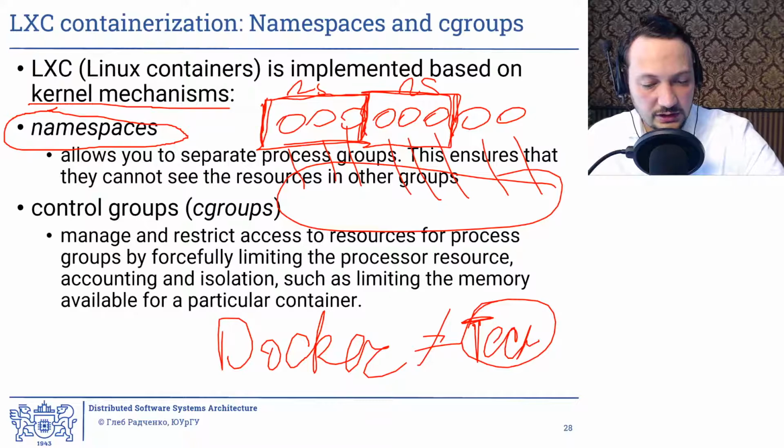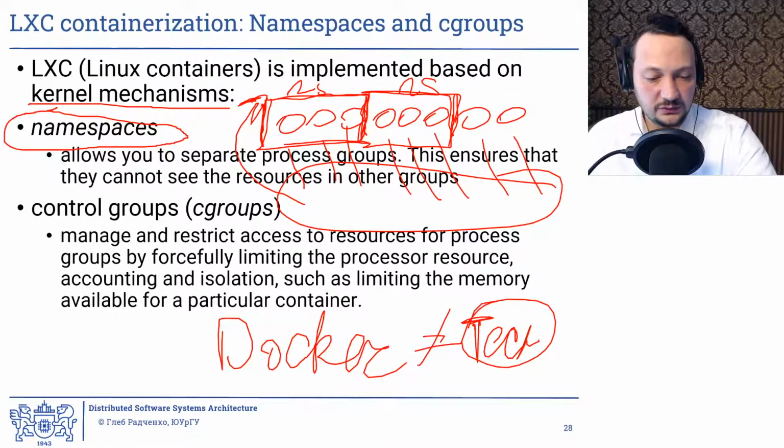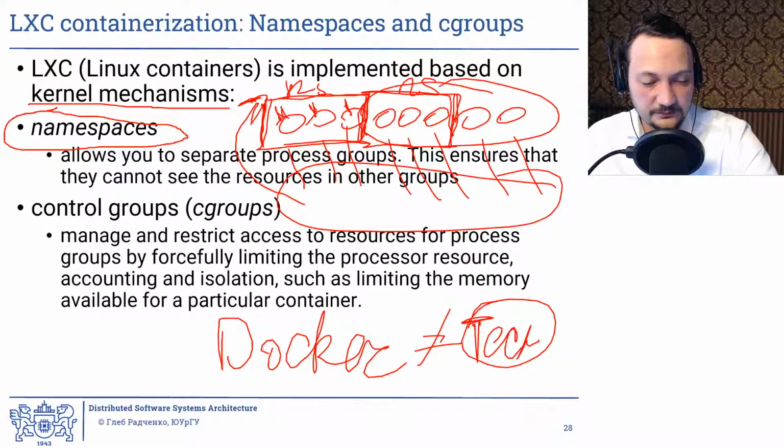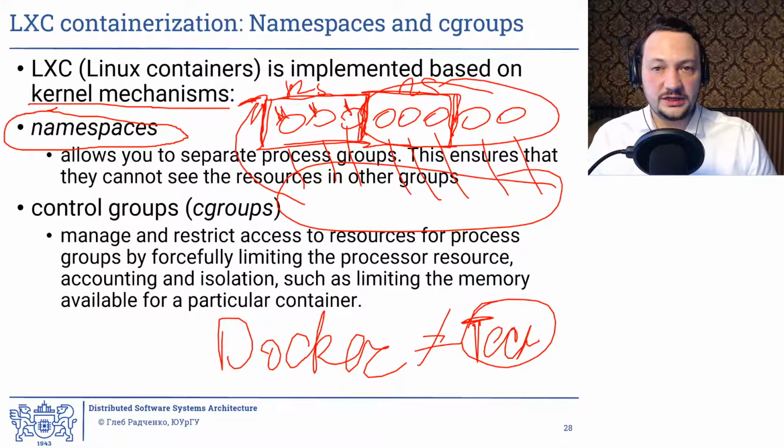But if we are going to log into this namespace, and we would take a look at the list of the processes from the point of view of this namespace, we would see only these 3 processes, and the others would be invisible for us. That is what namespaces do.